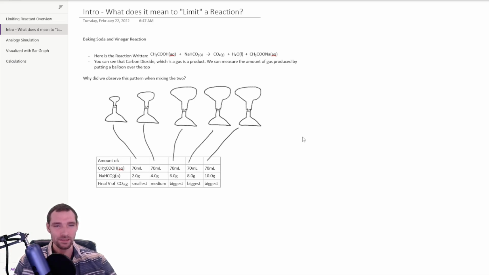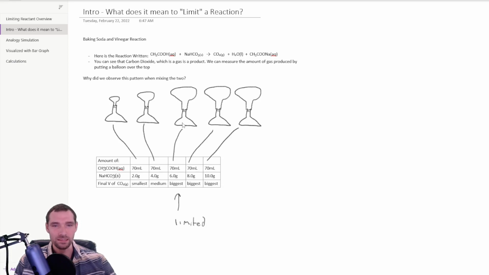Basically, what we have here is there was a certain amount of vinegar that was in there, 70 milliliters. That was the liquid. And then we put in different amounts of solid into the different beakers. And you can see that the final volume of gas produced did get bigger, but then it stopped getting bigger after a certain point. So this reaction was limited. But the question is, what was it limited by?